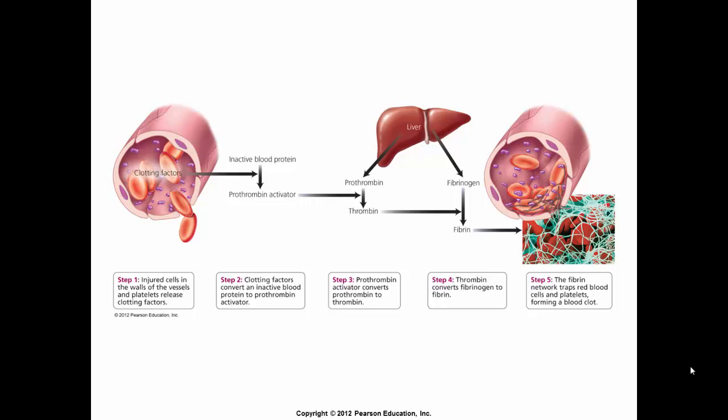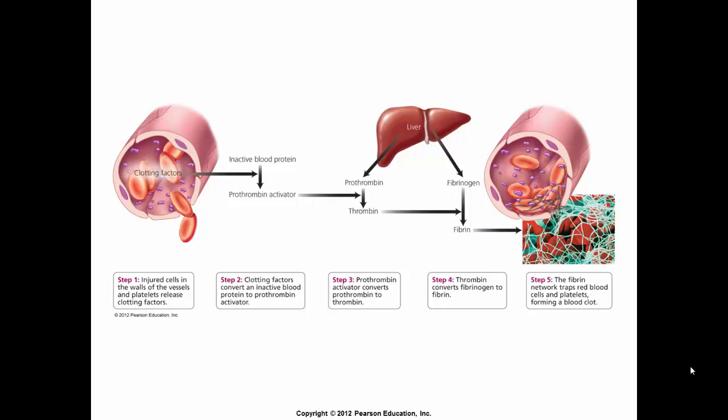So going through this again: injured vessel in step 1, the blood vessel wall cells, the endothelial cells, and platelets are going to release clotting factors. Step 2, these clotting factors convert an inactive blood protein to prothrombin activator, which is going to activate prothrombin to thrombin.